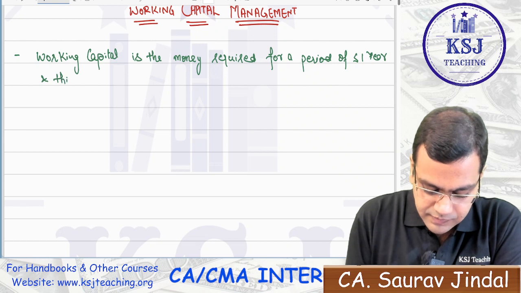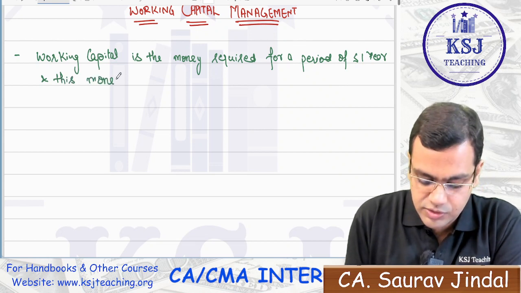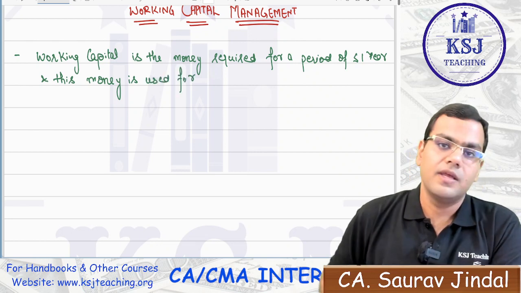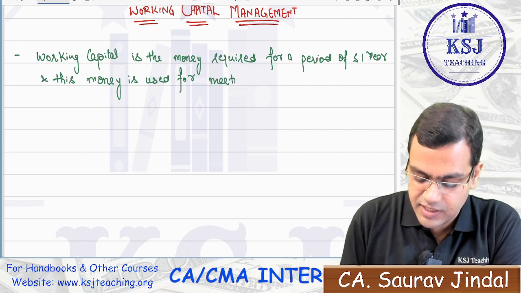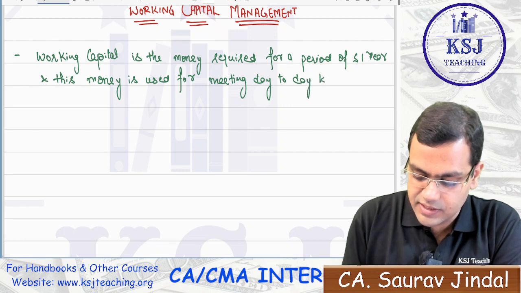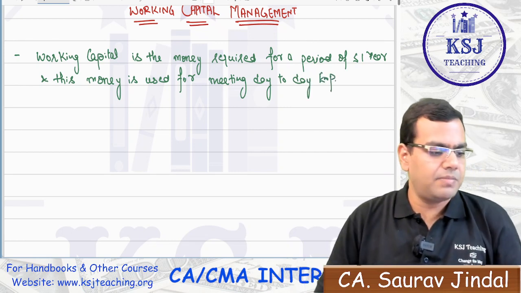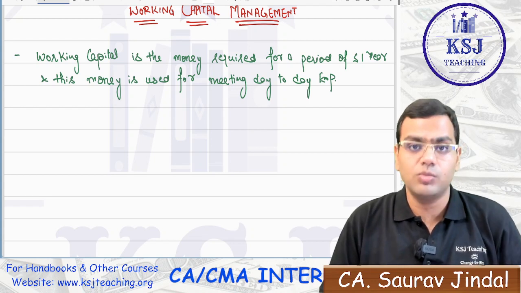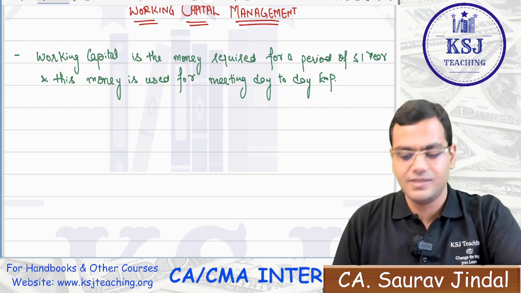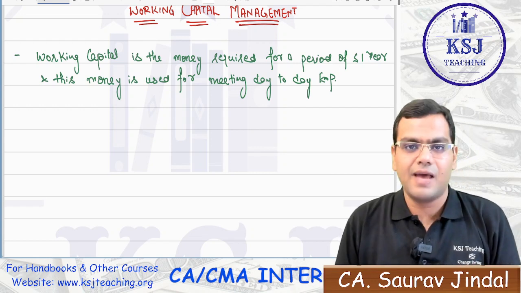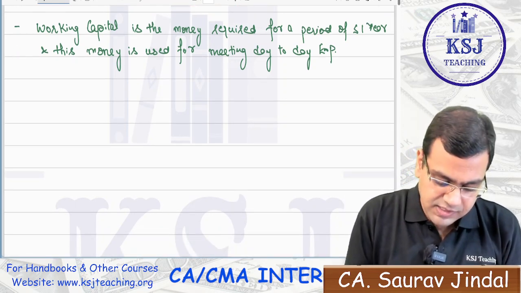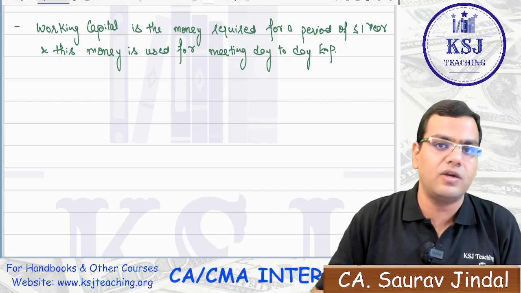And why is this money required? This money is used for meeting day-to-day expenses. Please keep making these notes, because this will help you a lot in the revision part, right? When at the last moment also you want to revise this chapter, you can easily revise it from these notes, right? So what is working capital? It is the money required for a period of less than 1 year, and the money is used for meeting the day-to-day expenses.